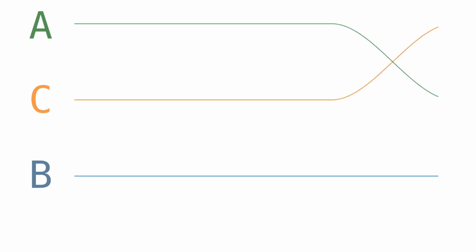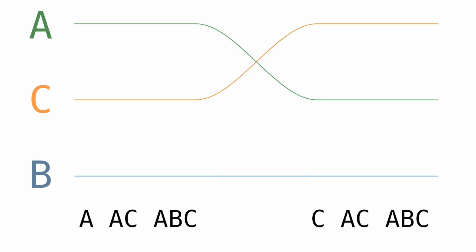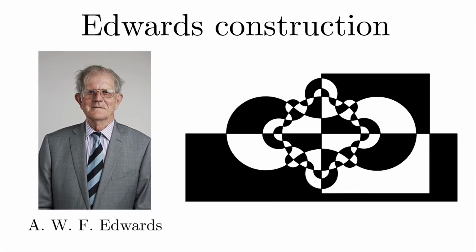Now notice what happens when we have a crossing. Before, we had A, AC, and ABC, while after we have C, AC, and ABC. In general, a simple crossing will change only one region. So I then looked for a construction for simple Venn diagrams to see if I could find a pattern in the sequence of crossings, and I came across the Edwards construction.